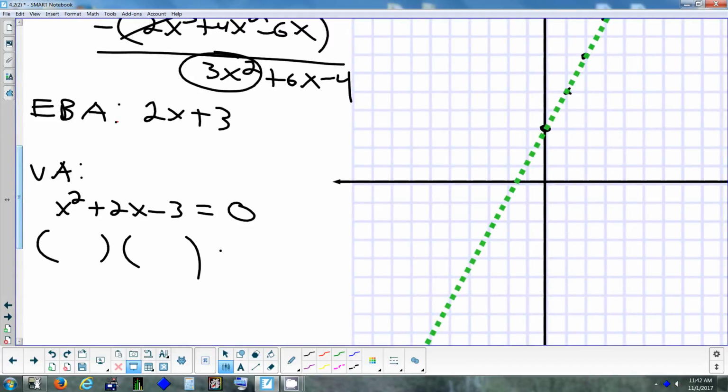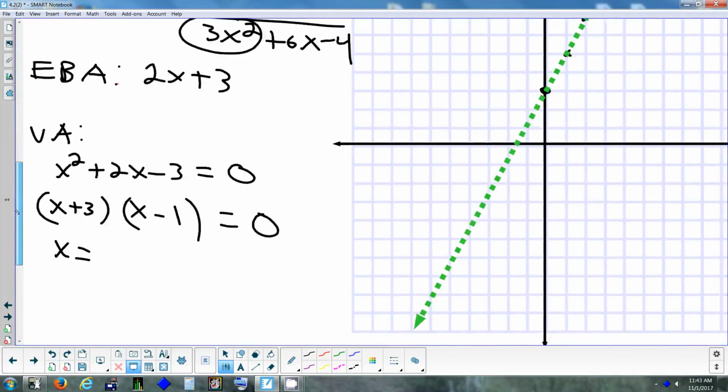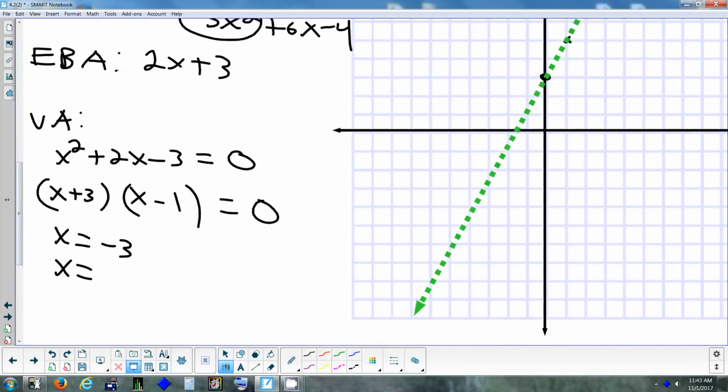So x and x, two numbers that multiply to give me negative 3 and subtract to give me 2. Positive 3, negative 1. Let's double check. x squared minus x plus 3x minus 3. The middle term is plus 2x. Everything looks good. So, what would make the first factor 0? Negative 3, and 1. Okay, so put a vertical line at negative 3 and 1.